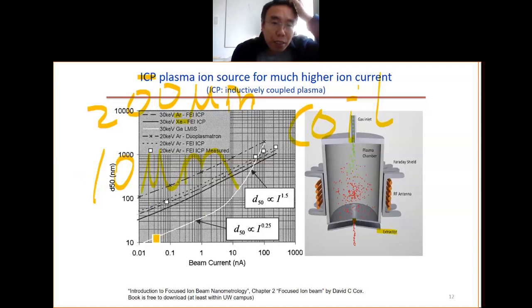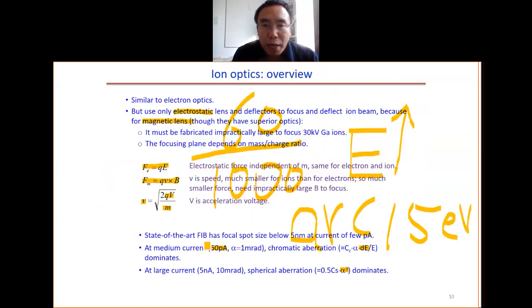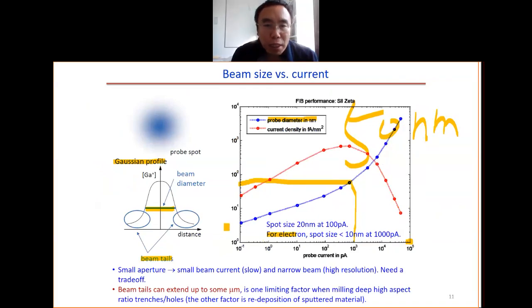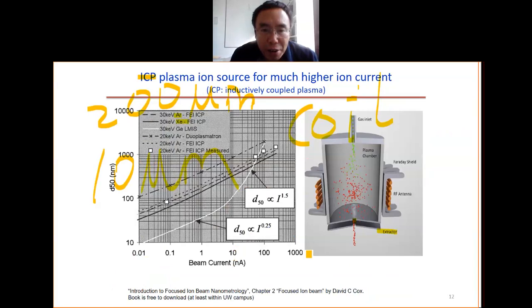So here is the beam current and the beam size. This white curve here is the same as this blue curve. What do you see here? We want higher current. You can see the beam size D50, the half beam diameter, goes up really quickly. It is proportional to the current to the power 1.5. Where does this 1.5 factor come from? This 1.5 is 3/2. Now let's look at the previous slide to see how this 1.5 comes about.